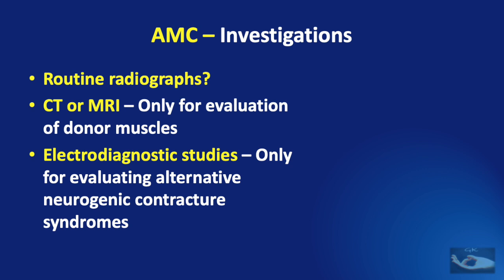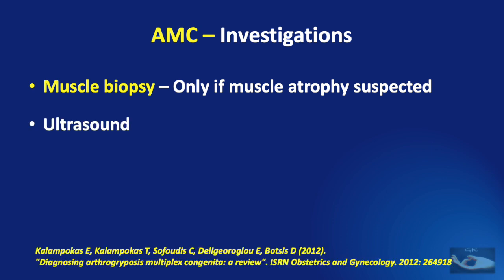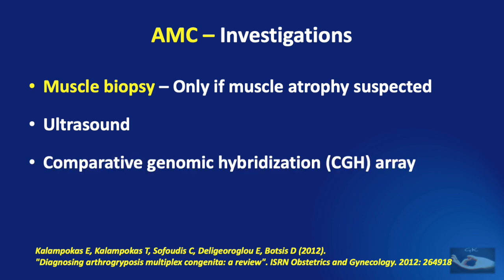Electrodiagnostic studies are rarely necessary other than in evaluating alternative neurogenic contracture syndromes like spinal muscular atrophy. Muscle biopsy does not yield useful information unless an alternative diagnosis like muscle dystrophy is being considered. Ultrasound may be useful to diagnose the lack of fetal mobility and abnormal position in the womb during the prenatal period. Comparative genomic hybridization array is used to identify segmental DNA copy number changes.